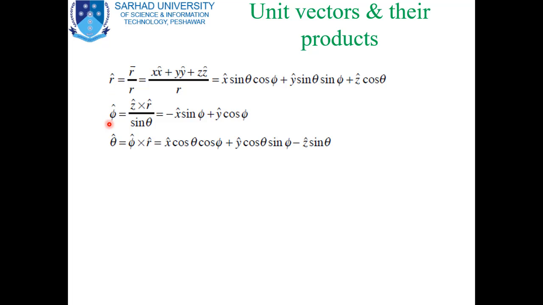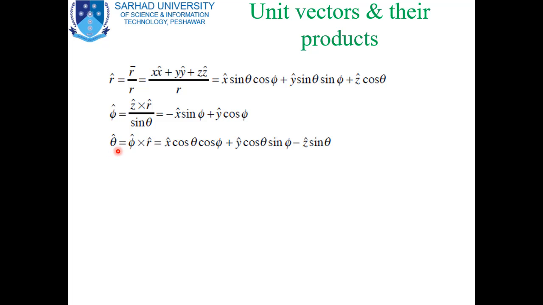And then for obtaining the phi cap or phi unit vector, we have to remember the expression or we have to remember the definition. So z cap cross r cap, this is the cross multiplication, and we will divide this expression by sin theta. So r cap, this is the value of r cap, and we will take the cross product of each component of r cap with z cap, and we will obtain minus x cap, and you can call it ax sin phi plus y cos phi.